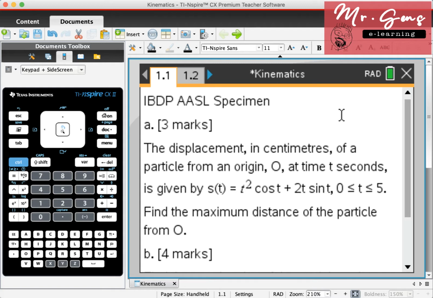We are given a displacement function of a particle for the first 5 seconds. We need to find the maximum distance from the starting point. Quick note, distance must be positive regardless of the direction of the particle. It's a paper 2 question, so let's start with the graph page.